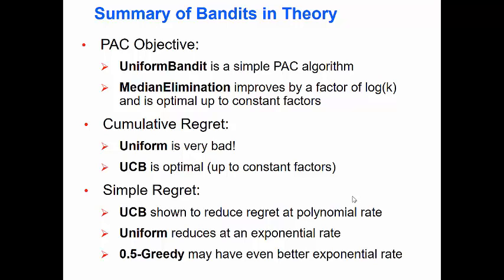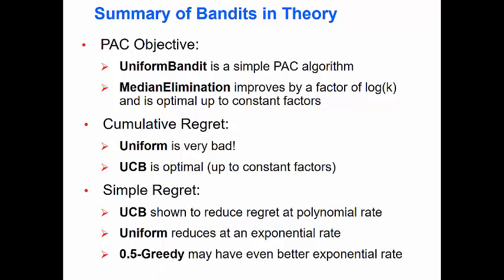I found that as well. So if we put everything together, we had our PAC objective. These are the two algorithms we looked at. They were slightly more complex versions of each other. For cumulative regret, uniform was bad, right? Because it's going to converge to the average of all the slot machines instead of the one that's the best. And UCB, you'll hear about this algorithm a lot.